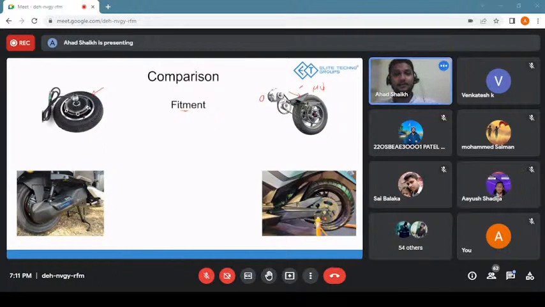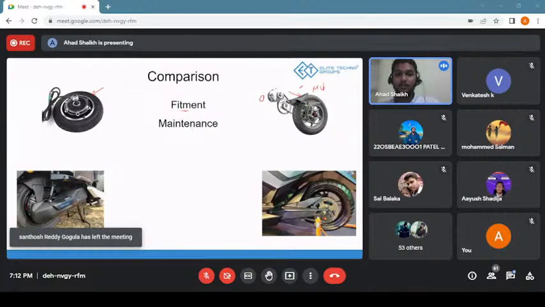So that's the thing with fitment, that you directly fit it in a vehicle wheel. Okay. The next aspect we can look at for both is maintenance: which will be easy to maintain and can have a long life. If we talk about hub motors, there are no such moving parts at all. It's just a motor attached to the wheel, so there are no high maintenance costs in terms of hub motors.